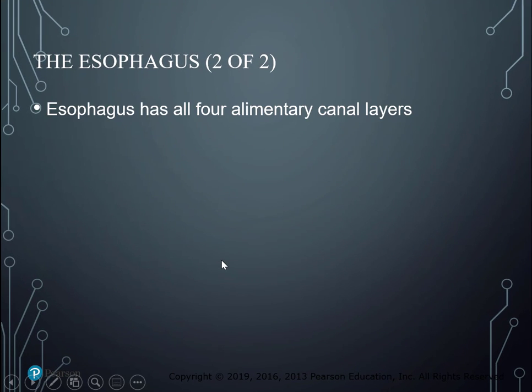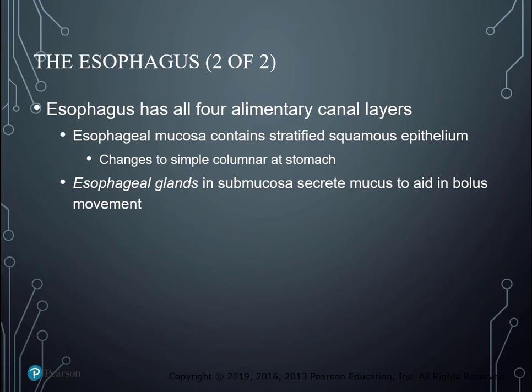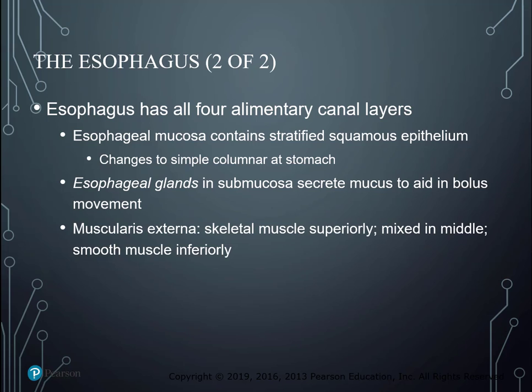So the esophagus has four alimentary canal layers. It will have the mucosa, which contains stratified squamous epithelium, and then it gradually changes into simple columnar epithelium the moment it reaches the stomach. The esophageal glands in the submucosa of the esophagus secrete mucus to aid in the movement of the bolus.